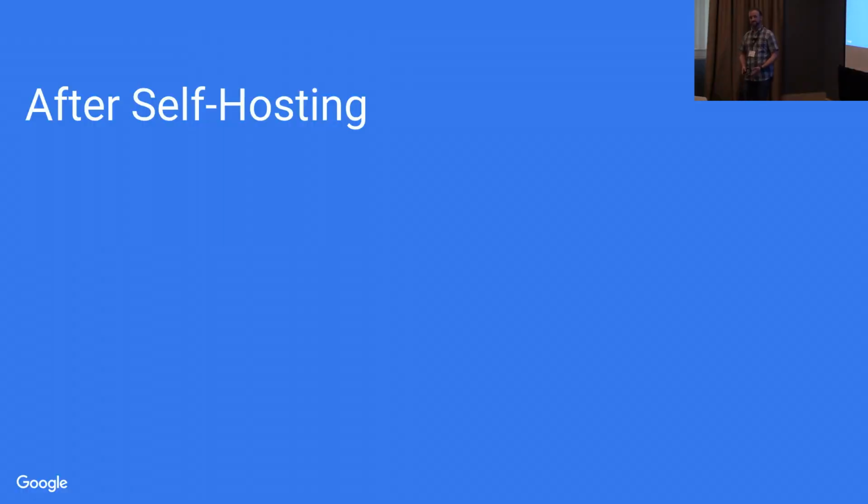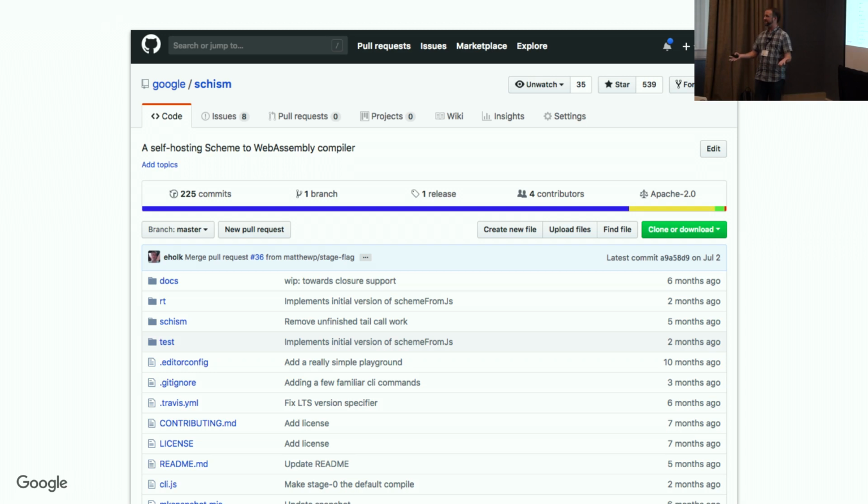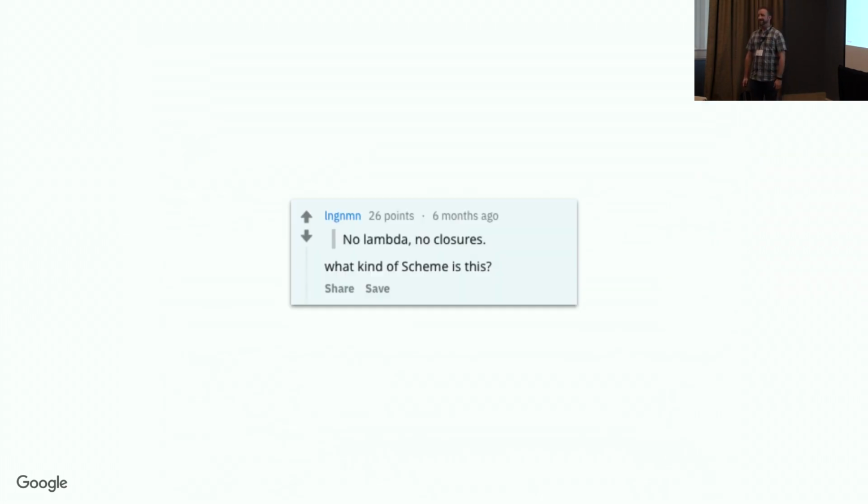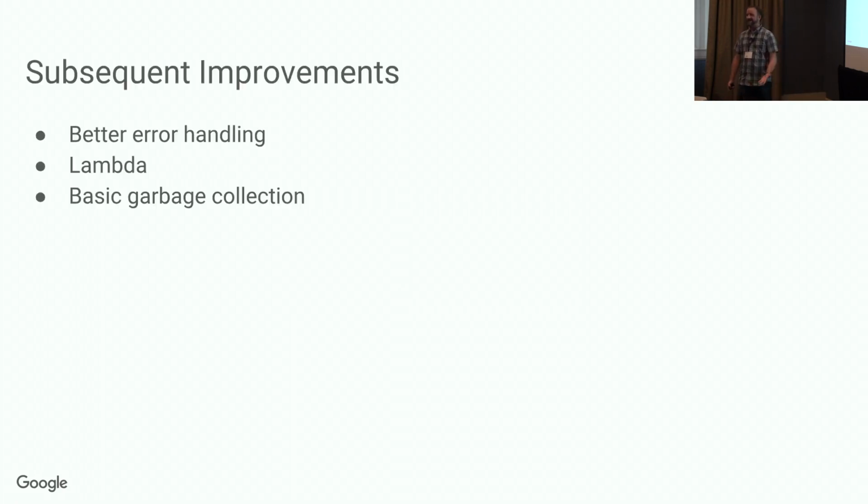So after I got it self-hosting, it's done, so ship it, right? So I released it on GitHub, and then it got on Reddit, and so they found me out. And I agree, what kind of scheme is this, right? So I added some more stuff to it. Better error handling, I'm not going to say much about it, but it does have Lambda now, so I guess it's a real scheme.